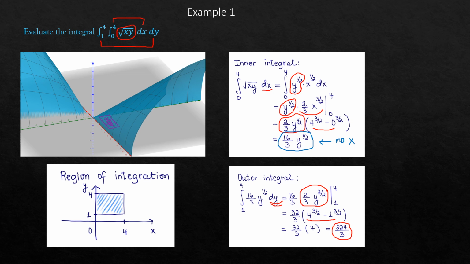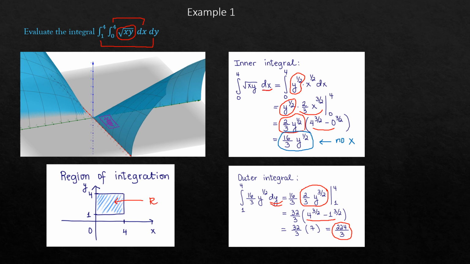What is this? This is cubic units, and that would represent the volume that is under the surface here over this region of integration. So this is my R.